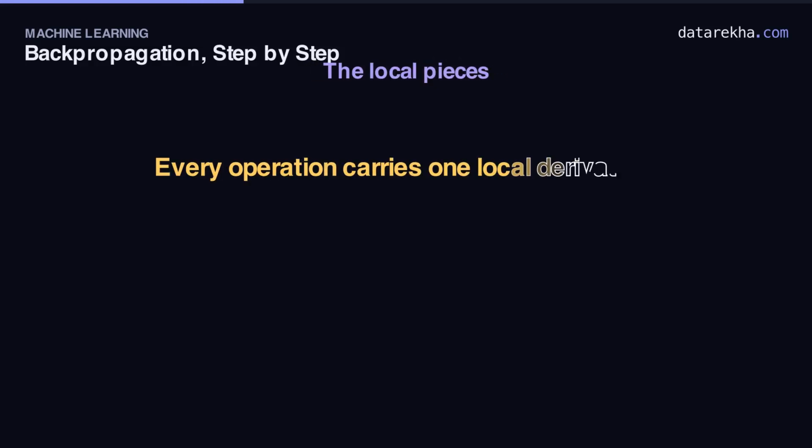Before we chain anything, we need the little pieces, the local derivative of each single operation. There are only a handful, and each one is almost embarrassingly simple. Multiplication first. If z is w times x, then the derivative of z by w is simply the other factor, x. Whatever you multiplied by comes straight back out. An identity step, where y hat just equals a, has derivative 1. It passes the signal through untouched. A linear output, y hat equals w2 times h, has derivative w2 with respect to h, again, the other factor.